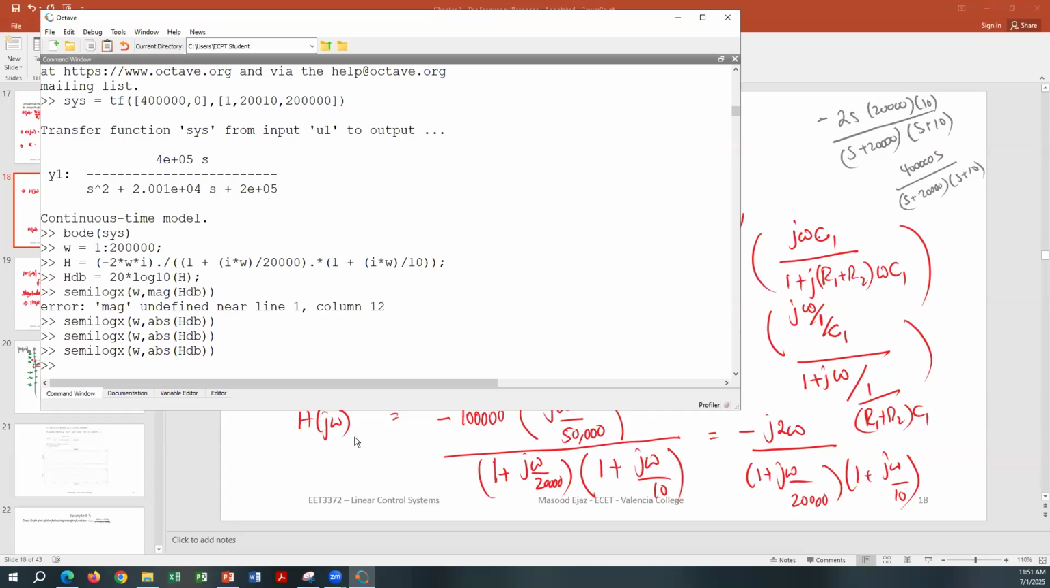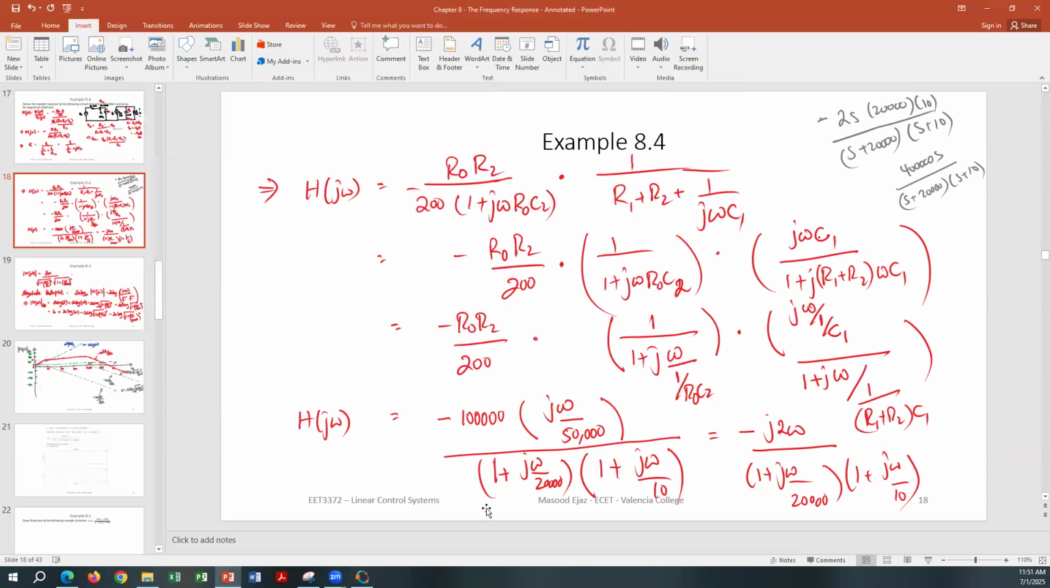The Bode function is giving the correct plot, but this is not. I wonder why. Anyways.